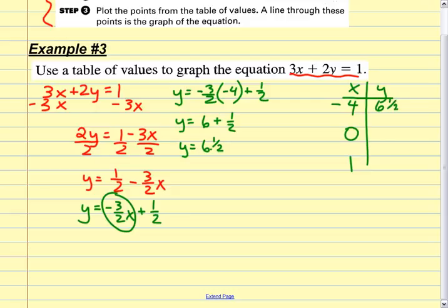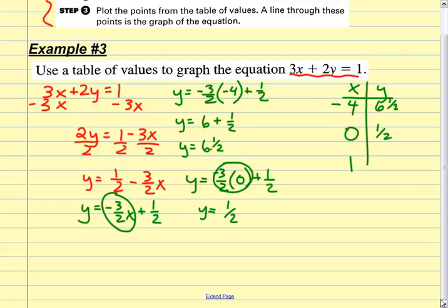All right. Then I'm going to plug in 0. Y is equal to negative 3 over 2 times 0 plus a half. Y is equal to a half. Right? Because this just turns into 0. That's why we like using 0 too. Right, Andrew? So now y is a half.